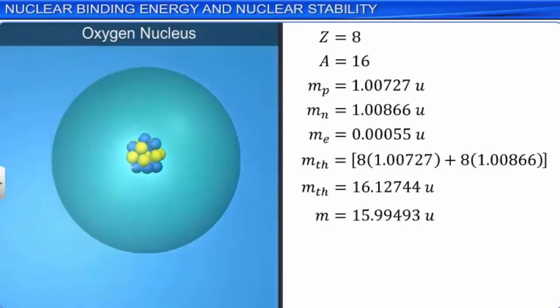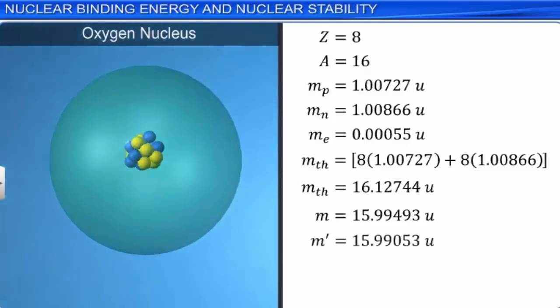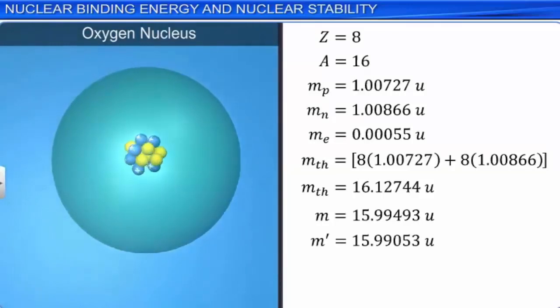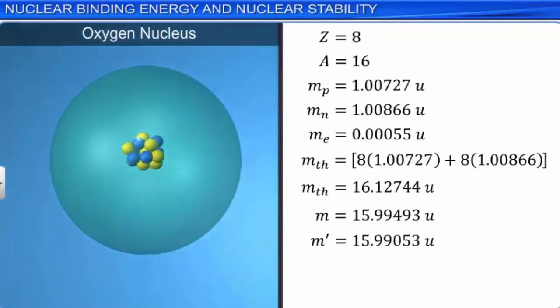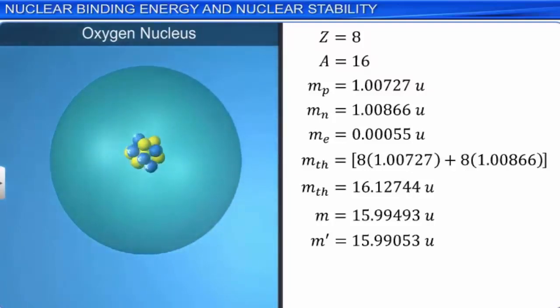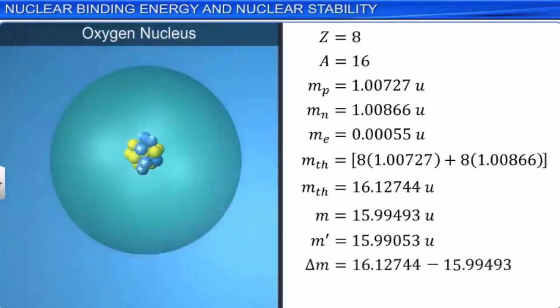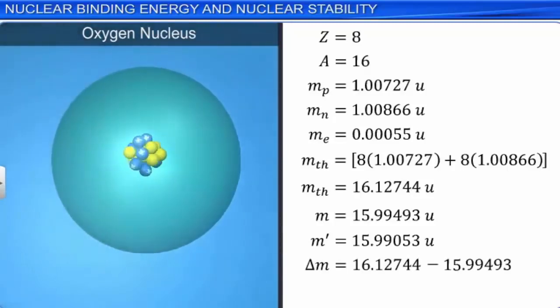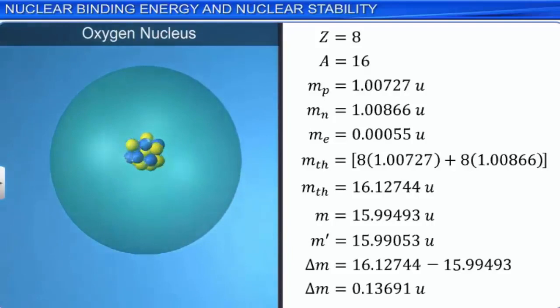Hence, we observe that there is a difference between the theoretically expected mass of the nucleus and the actual mass of the nucleus, which was determined experimentally, and this difference is observed to be 0.13691 AMU. This difference between the theoretically expected mass of the nucleus and the actual mass of the nucleus is called the mass defect, denoted by delta M.